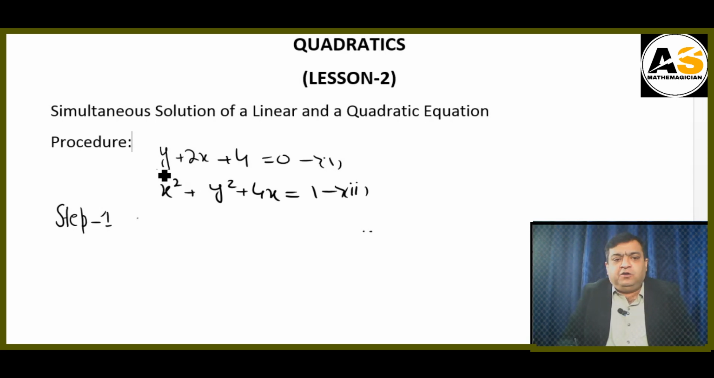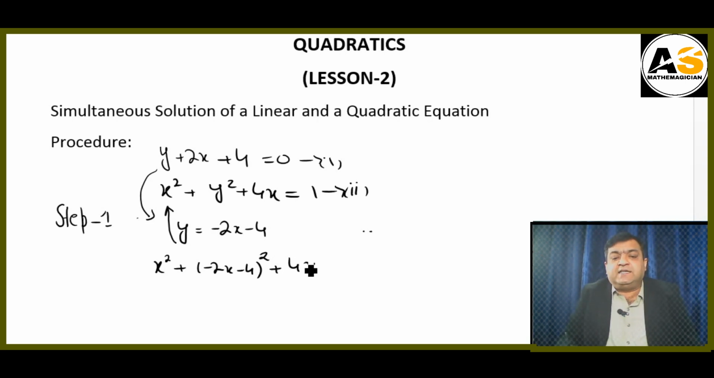From this equation 1, we will get the value of y. That is, y will be on the left hand side of the equation and all other terms will be on the right hand side, and coefficient of y will be 1. This value of y we will put in equation number 2, quadratic equation, to get a quadratic equation in one variable, that is x. So instead of y, I am writing minus 2x minus 4 whole square plus 4x is equal to 1. Now I will simplify this equation after expanding the square.